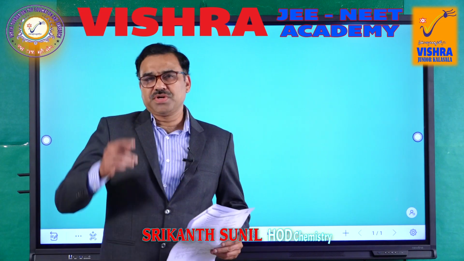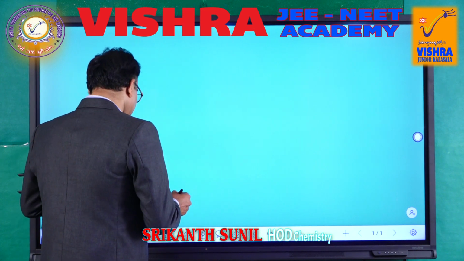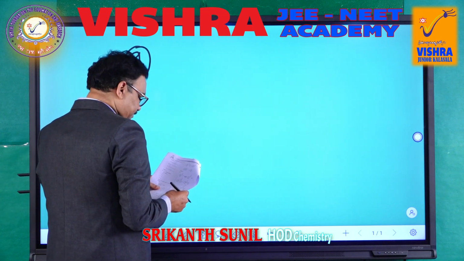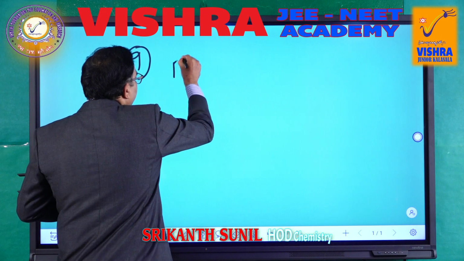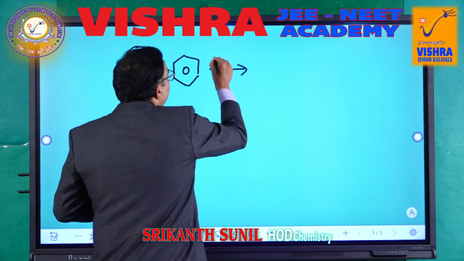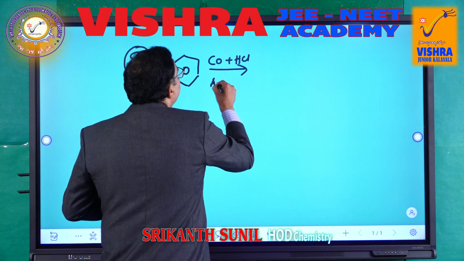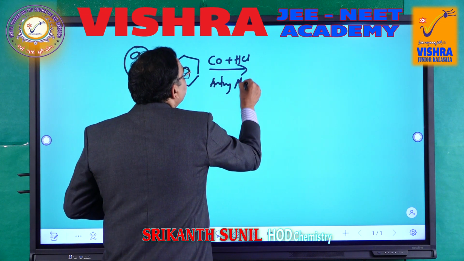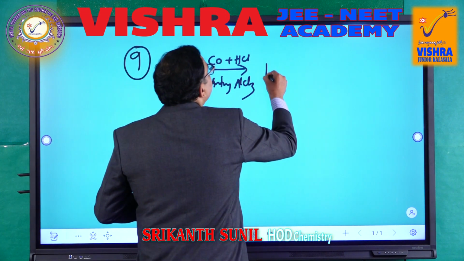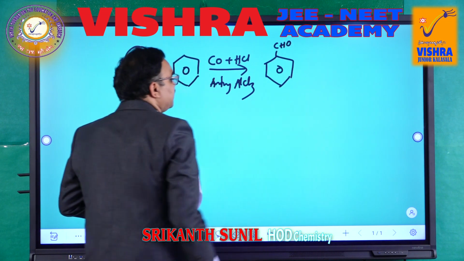This one is the question. Students, now we will go to the 9th question. Let me write the 9th question. It is based on the Gattermann-Koch reaction. So they gave a direct equation like this. There is a benzene compound. To this benzene compound, carbon monoxide plus HCl is added in the presence of anhydrous AlCl3. So what they are saying is it is giving benzaldehyde. This is a preparation of aromatic aldehydes, benzaldehyde.